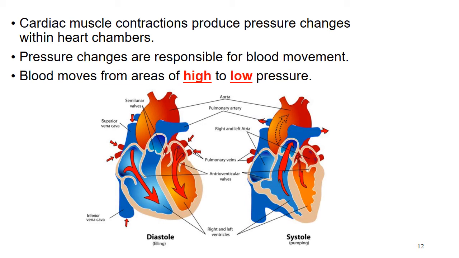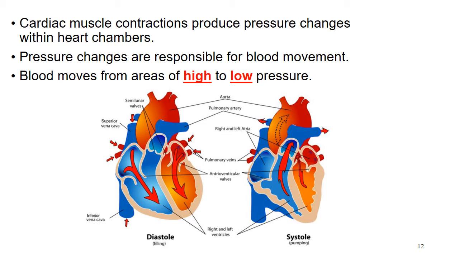So blood moves from areas of high to low pressure. Just like we've talked before about diffusion, molecules can move from high to low. Pressure is also going to move from high to low. This will also be discussed in greater detail in the lungs and the respiratory chapter.